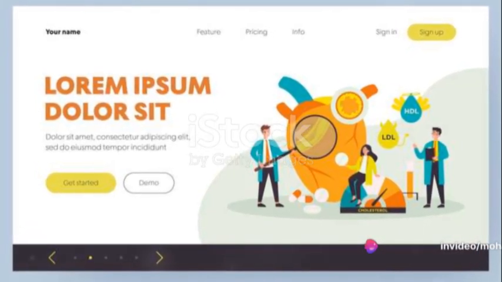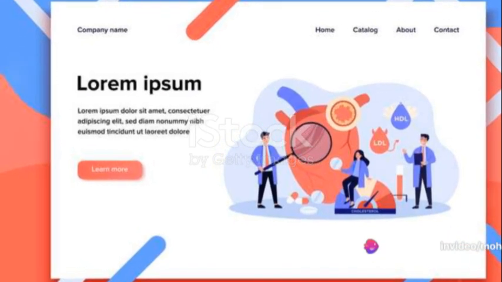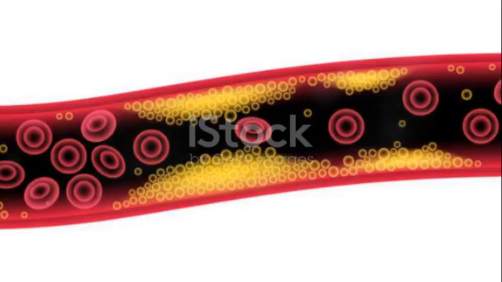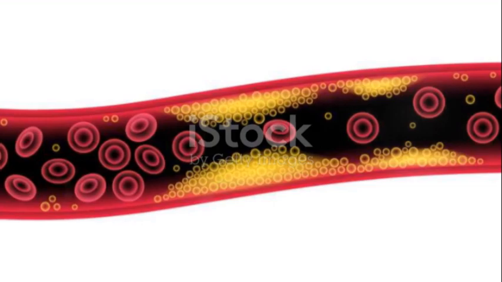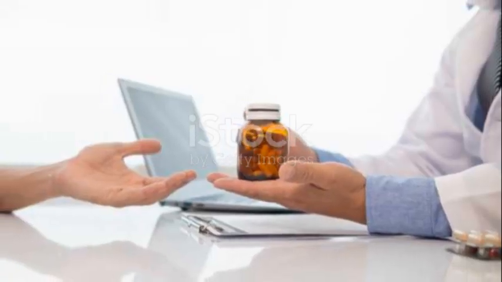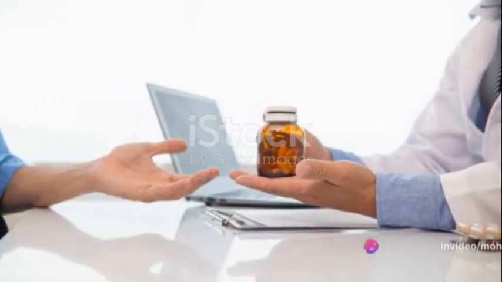However, atherosclerosis isn't the only cause. Other factors such as spasms or diseases of the coronary arteries can also lead to ischemic heart disease. It's a complex condition with multiple contributing factors.